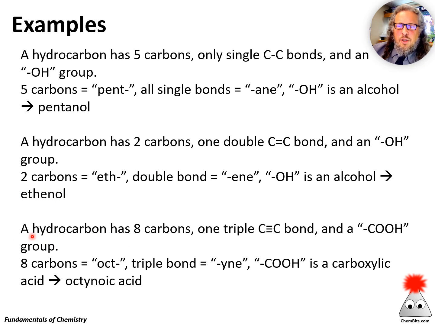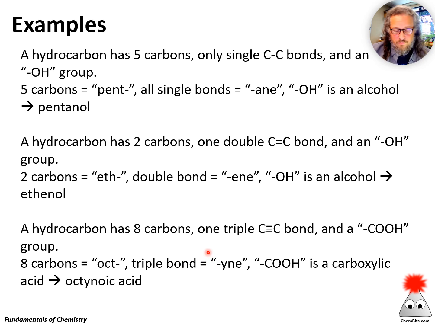All right, last example, a hydrocarbon with 8 carbons. It's got a triple bond and a COOH at the end of it. So 8 carbons is oct, triple bond, yne, and COOH is a carboxylic acid, so we're going to replace that last E with an oic acid. This is octynoic acid.